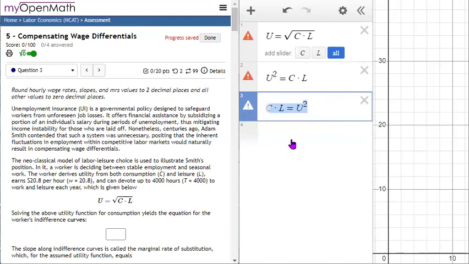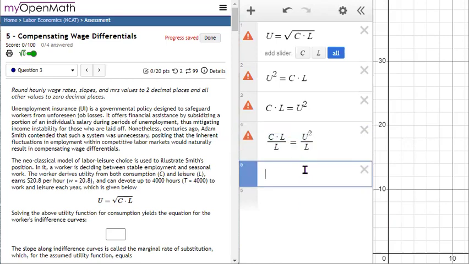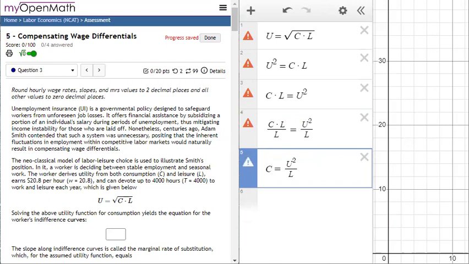Now, I want to divide both sides by L. So I'm going to divide this side by L, and I'm going to divide this side by L. When I divide both sides by L, I can cancel the L's. I don't like the word cancel. I like L divided by L equals 1. When we do L divided by L, we get 1, and 1 times C is C. This is the indifference curve. Once I know what U equals, I can draw an indifference curve.